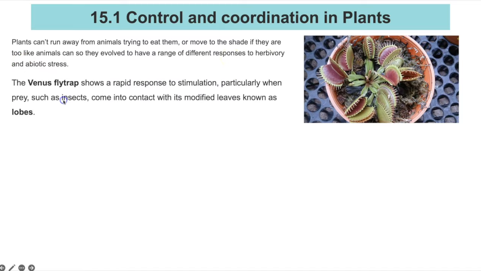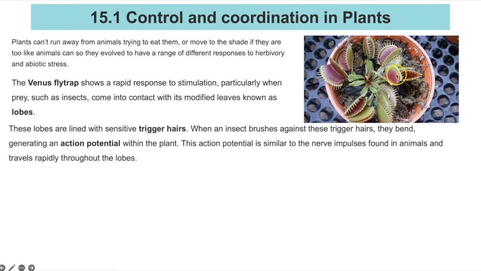So the Venus flytrap is an example, and this shows a rapid response to stimulation, particularly when prey, such as insects, come into contact with its modified leaves, known as lobes. And these lobes are lined with tiny sensitive trigger hairs, which you actually can't see in this diagram, but on the red section here, that is where you'd have those trigger hairs.